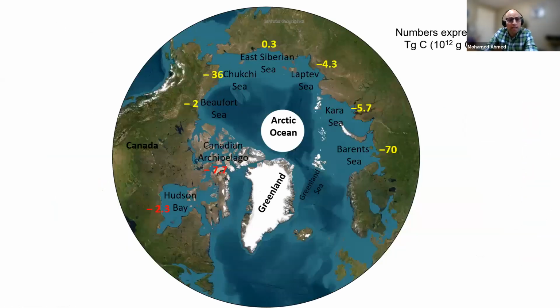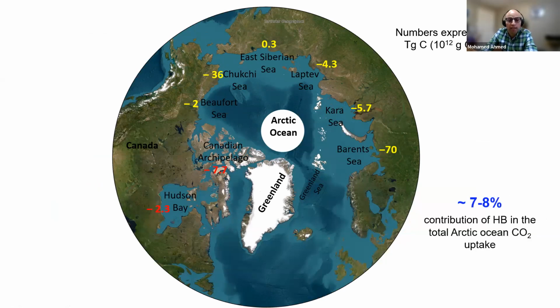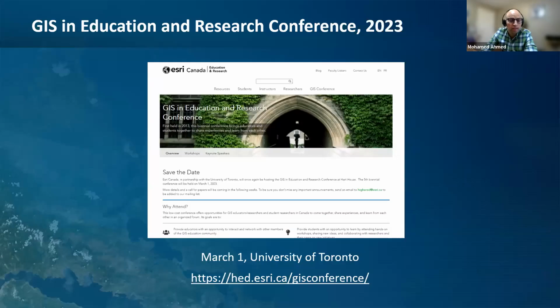And again, if you go back, we can compare these two numbers for the two study areas: -7.7 in the Canadian Arctic Archipelago and -2.3 for Hudson Bay, based on the machine learning estimates that I did, and hopefully we're going to publish this paper soon. The contribution from these two areas is around 7 to 8% compared to the Arctic Ocean, so I would say it's a significant contribution coming from these two study areas.